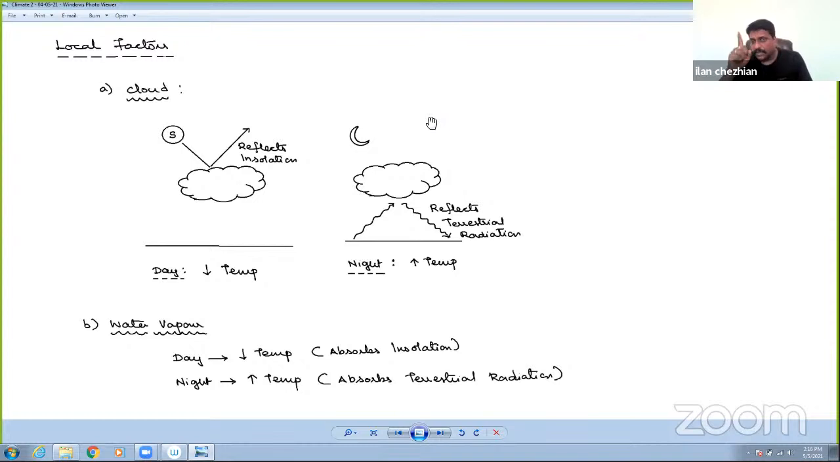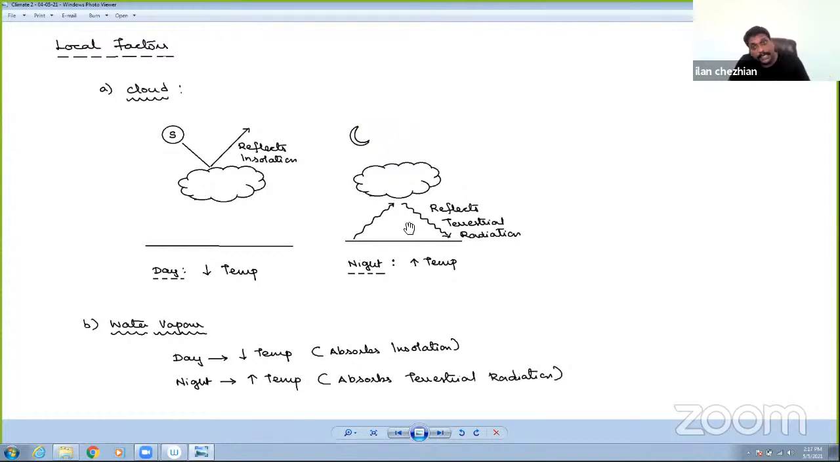Remember one thing: cloudy nights will be warm. Where all you can apply this concept, I'll tell you later. Even temperature inversion, dew and frost formation, you can apply this concept. Kindly remember this statement: cloudy nights will be warm, my friends. Always remember, cloudy nights will be warm.